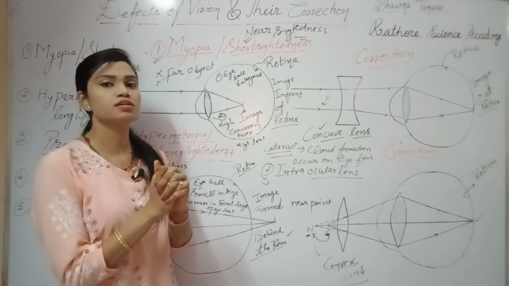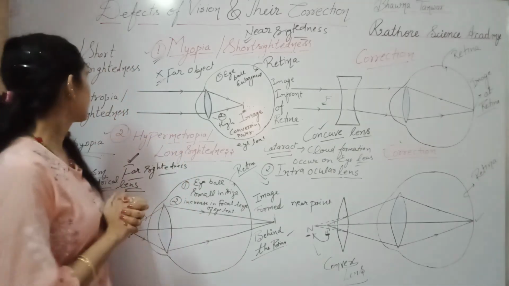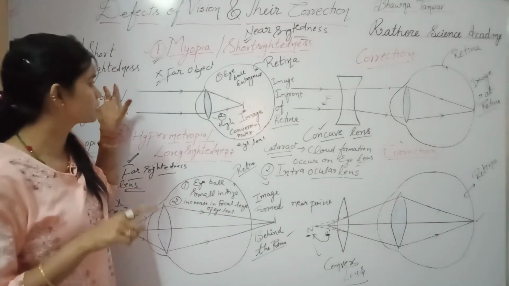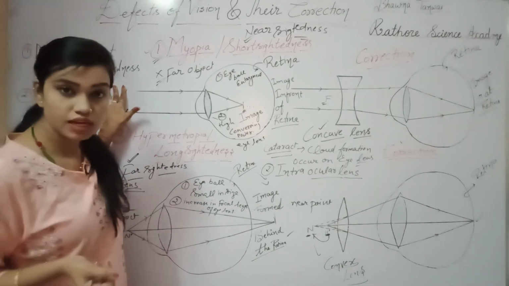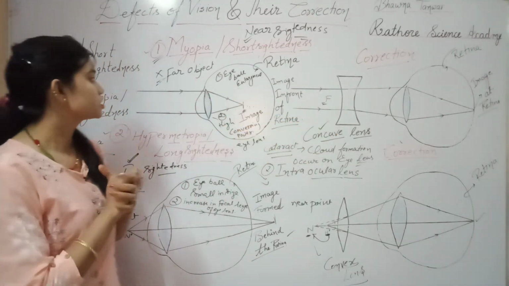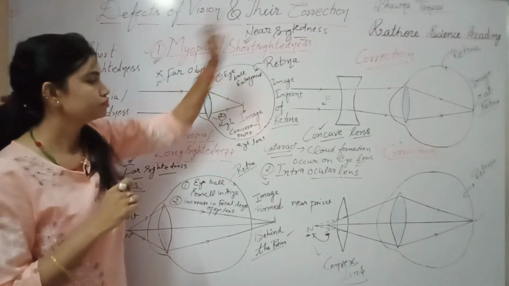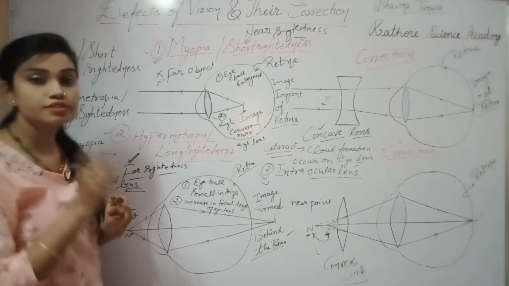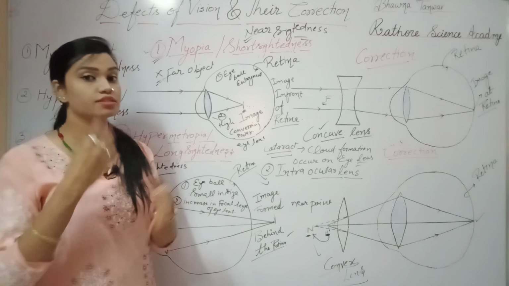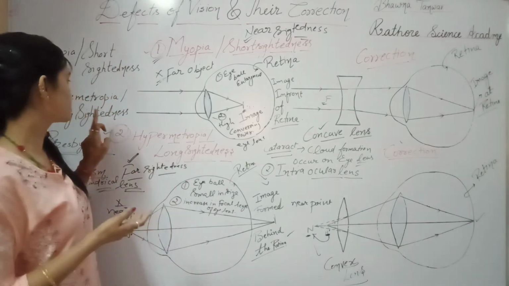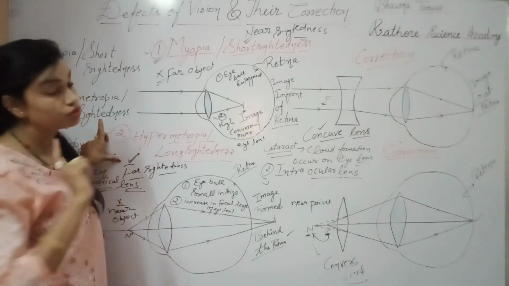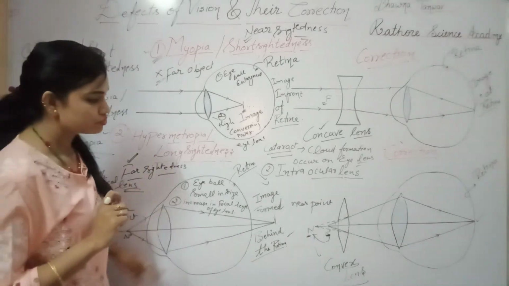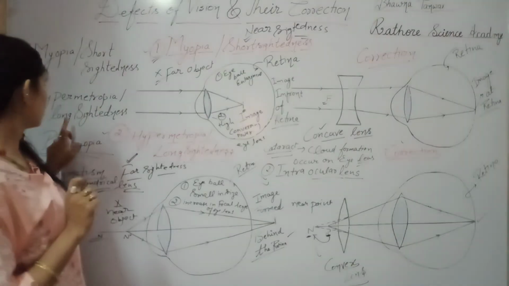In short, we will do a quick revision, as we always do. First is myopia. Myopia is short-sightedness or near-sightedness. In case of myopia, we use concave lenses. The person is able to see near objects but not far objects. Second is hypermetropia, also known as far-sightedness. The person is able to see far objects but not near objects. In this case, we use convex lenses.